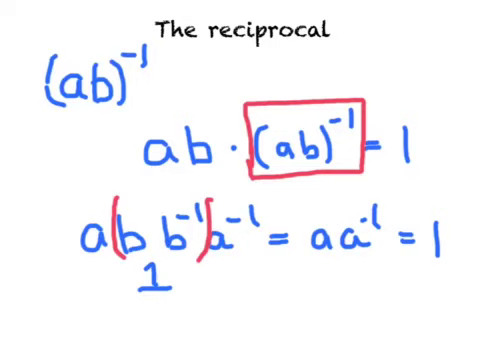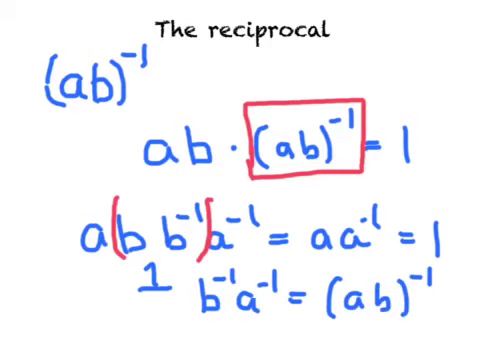We've just demonstrated that if we multiply AB times B inverse A inverse, that is the same thing as multiplying by the reciprocal. And since reciprocals are unique, we have demonstrated that B inverse A inverse is equal to AB inverse. So the reciprocal of a product is the product of the reciprocals. Okay? That's kind of an important fact that we're going to use in just one second.